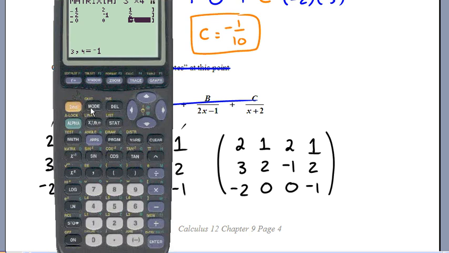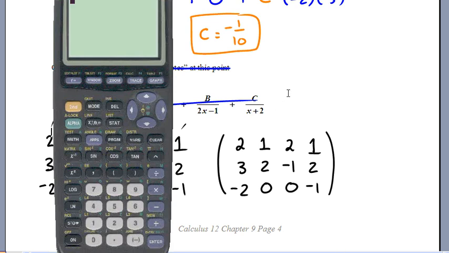I'm going to quit out of here, and I'm going to ask the matrix part of my graphing calculator to find something that has a fancy name. It's called reduced row echelon form, and your graphing calculator will do that. It abbreviates it as RREF.